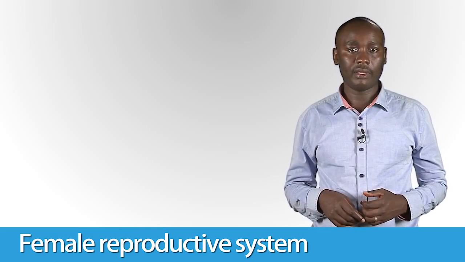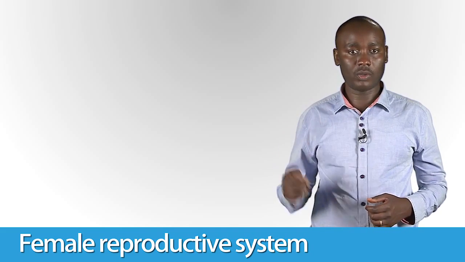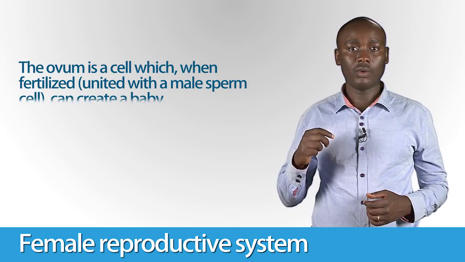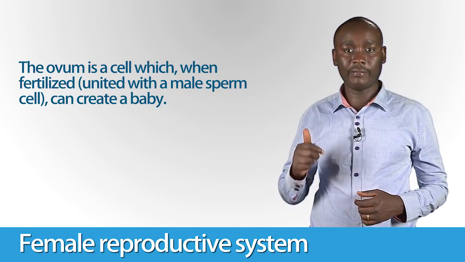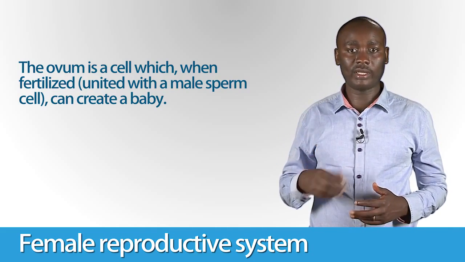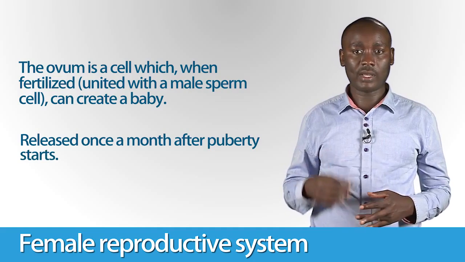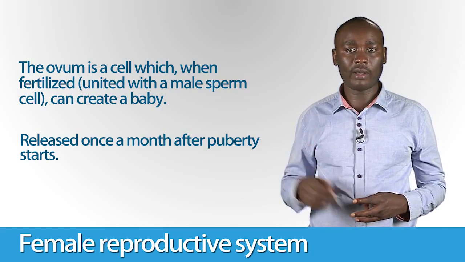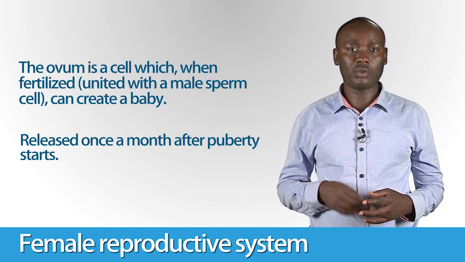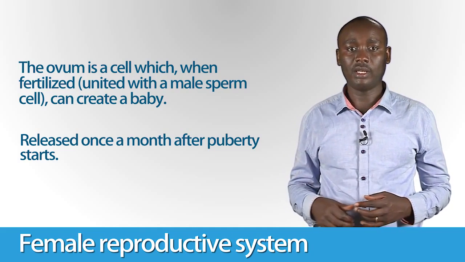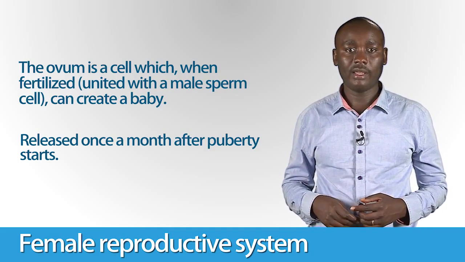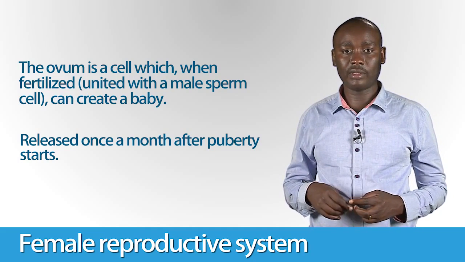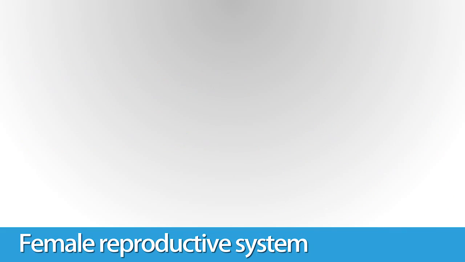The ovum. The ovum is produced in the ovaries. The ovum is a cell which, when united with a male sperm, can create a baby. An ovum is released once a month after puberty starts. Occasionally, two or more ova are released. The ovum travels down the fallopian tubes to reach the uterus. If the ovum is not fertilized within 48 hours, it dissolves.